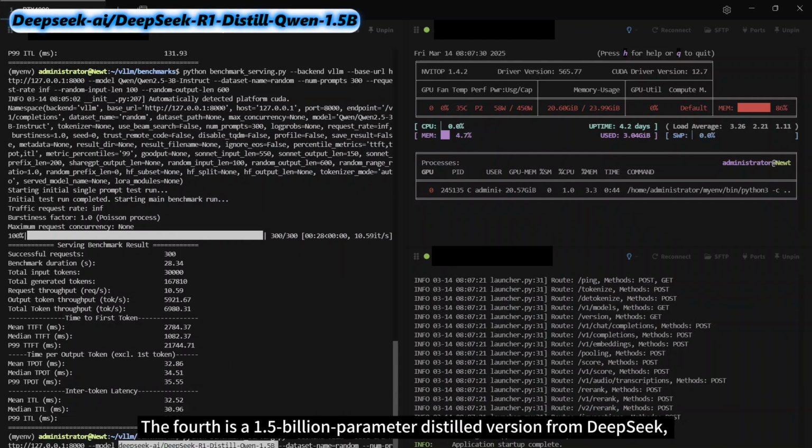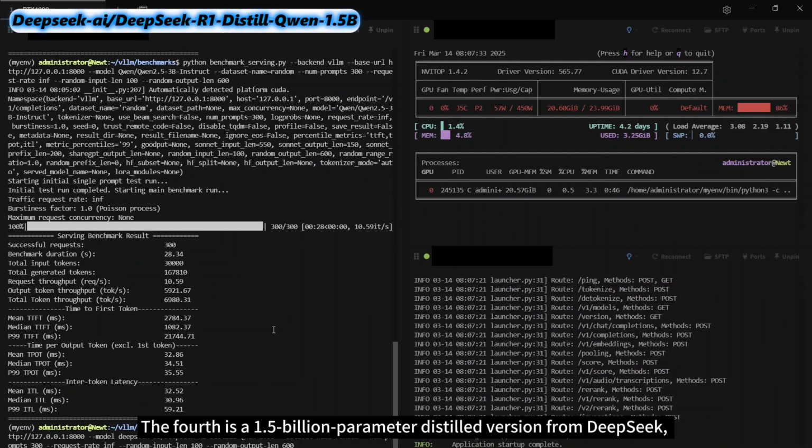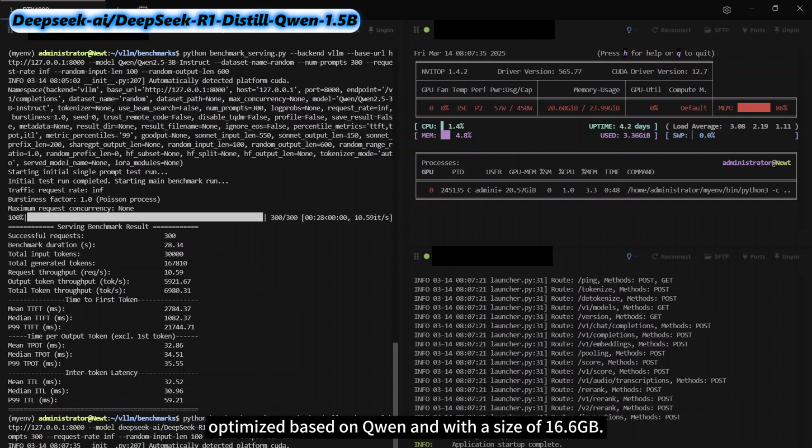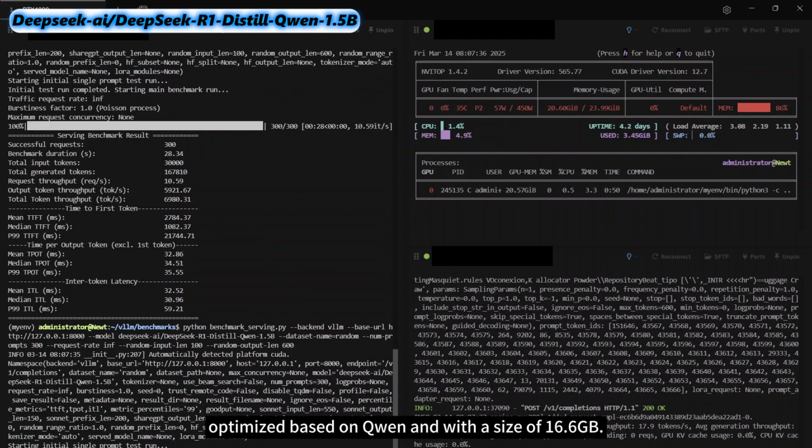The fourth is a 1.5 billion parameter distilled version from Deepseek, optimized based on Qwen and with a size of 16.6 gigabytes.